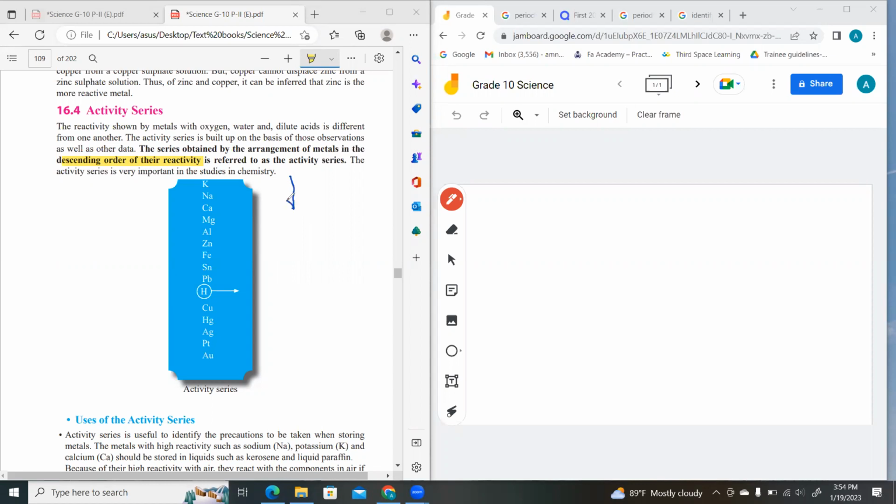So when you go below this, what about the reactivity? The reactivity decreases. Okay. So when they ask you the most reactive element, you should be able to say potassium. The least reactive element is aurum. Aurum means gold. Okay. So we'll rearrange those according to their reactivity in this way.